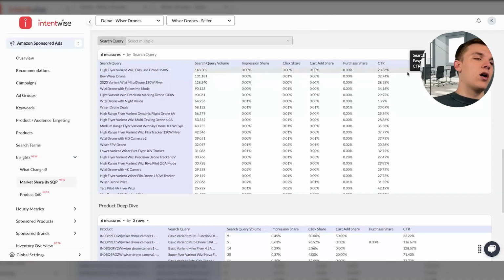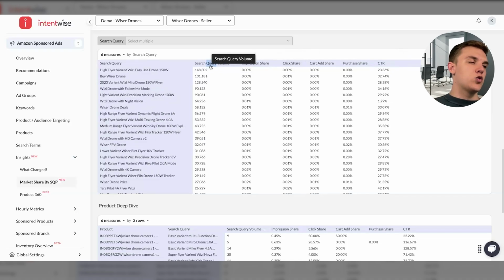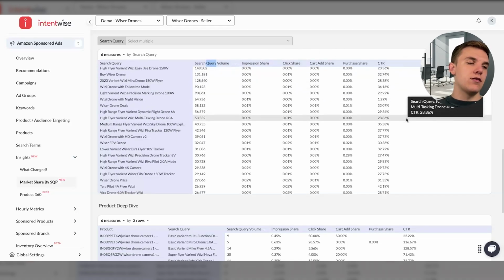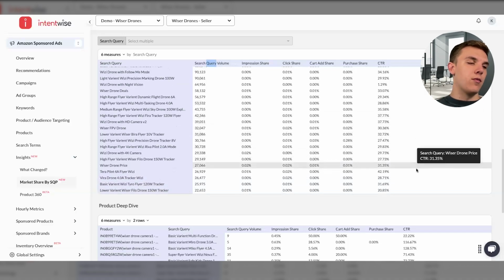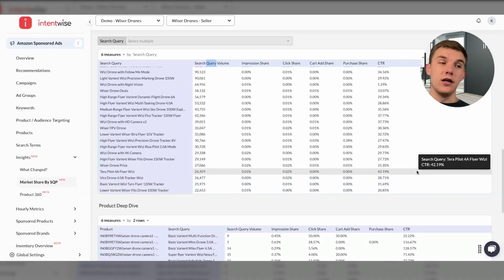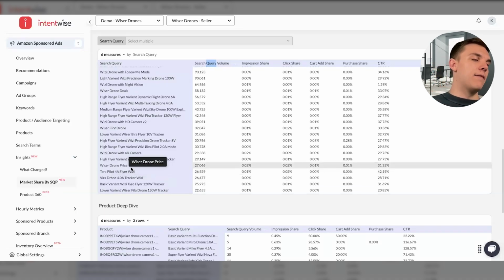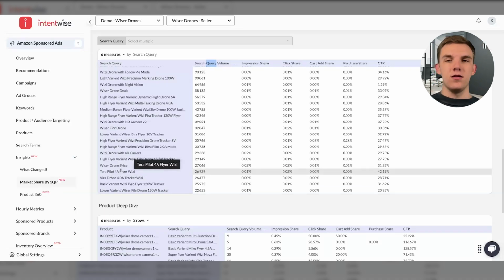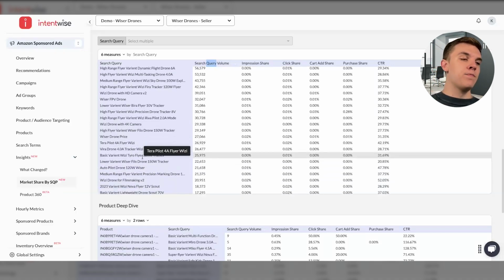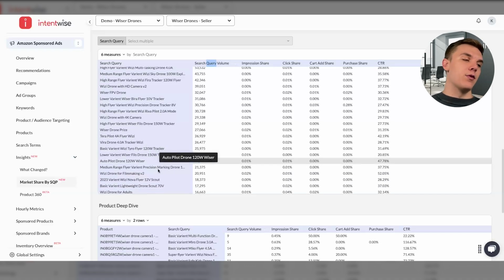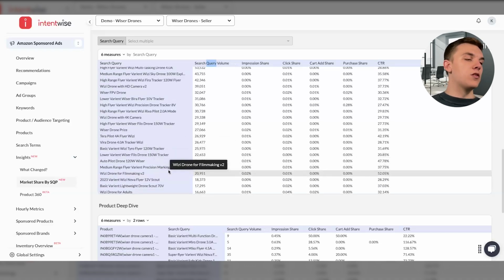So if I wanted to just look at where am I doing strong from a click-through rate perspective, maybe we could sort by search query volume and see, okay, my average is around this 20 to 30% rate. Where do I have places where I'm overperforming? Here's one, 42% click-through rate here. So this is outperforming even me as a product, right? So maybe I want to look at more of this Terra pilot term, right? This could be something I would take out of that. Autopilot drone, right? 47%, and good search volume, 52% for Wiser drone for filmmaking V2, right?